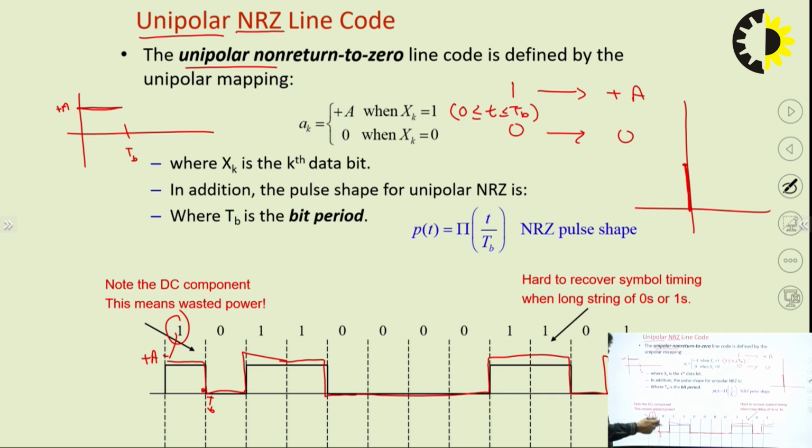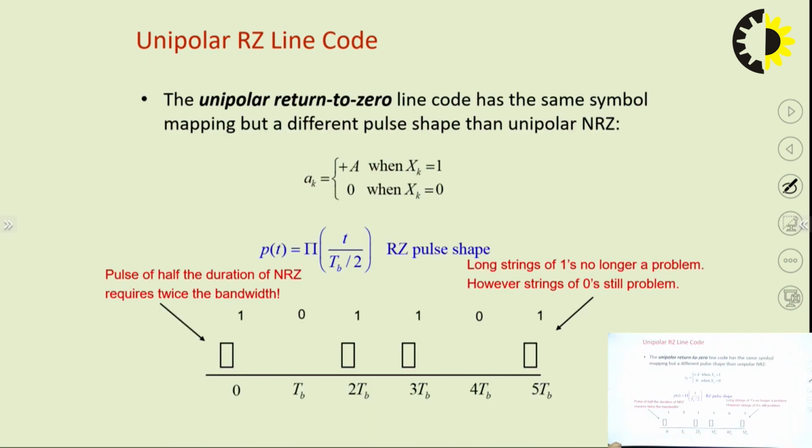Now in the next slide it will be clear what is unipolar NRZ or RZ. First we must be clear what unipolar is, which has one polarity only. 0 will be represented by 0 and 1 will be represented by the plus A voltage, a variable amount of voltage. Now here you can see unipolar RZ. Unipolar RZ is a return-to-zero line code that has the same symbol mapping but a different pulse shape than the unipolar NRZ.